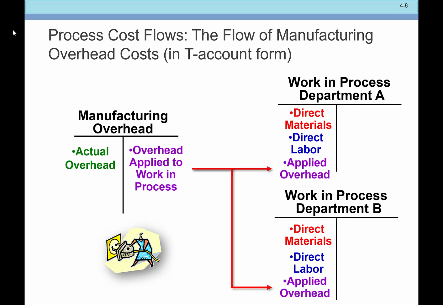Then when we get to our manufacturing overhead, we have our actual overhead. What are the items that go into overhead? Caught you napping again, didn't I? What are the items that are going to go into overhead?